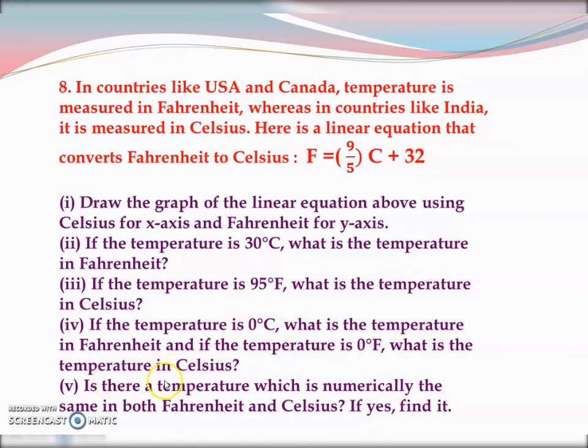And if temperature is 0 degree Fahrenheit, then what is it in Celsius? And so on. Is there a temperature which is numerically the same in both Fahrenheit and Celsius? If yes, find it. So, all these parts you are basically converting. If one value of the variable is given to you, you are finding the other variable. So, if you can do these parts, then you can use these coordinates only to draw the graph also. Because for finding the graph, you have to first find the coordinates.